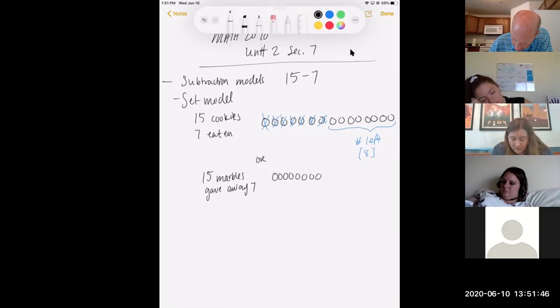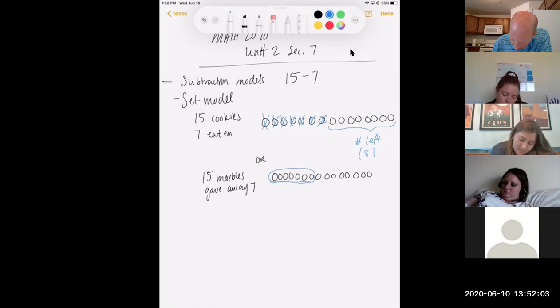6, 7, 8, 9, 10, 11, 12, 13, 14, 15. So we have 15 marbles here, and we gave away 7. We can show this by using kind of like a box around 7. So there's 1, 2, 3, 4, 5, 6, 7. I'm going to take this group of 7 here, and I'm going to use an arrow and show that it's just taken away. It's gone now from my set. Okay? And you can just count the number left, which is 8. Again.